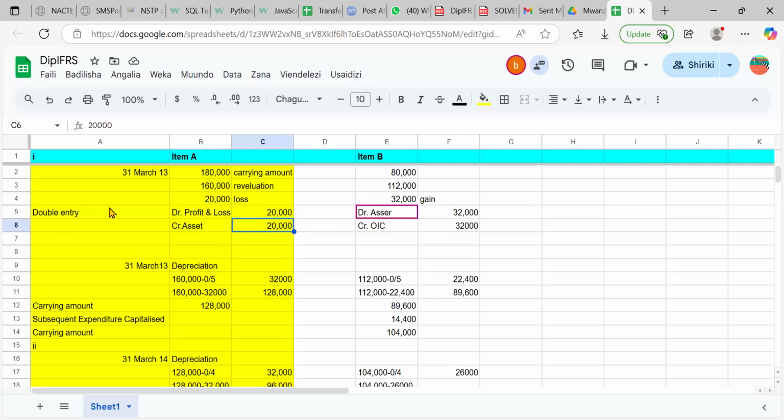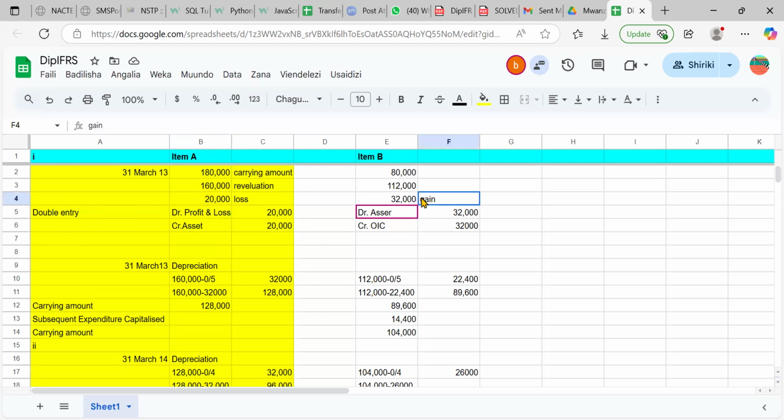And then for the other side, it should be the revaluation loss, which should obviously go through profit or loss. Very good, 20, and this goes to retained earnings. Whatever goes to profit or loss goes to retained earnings, so there is no need to specify. That's why they usually don't specify.